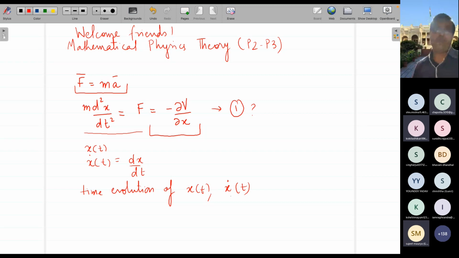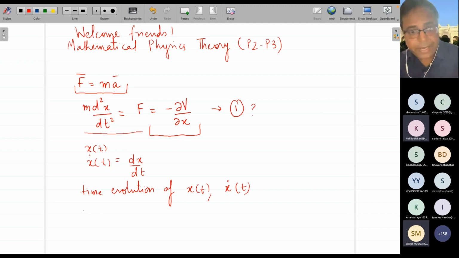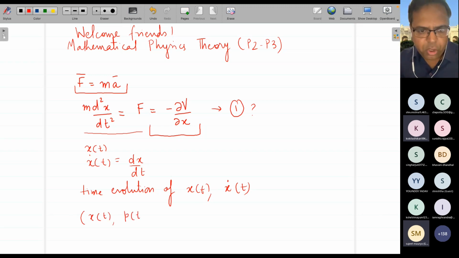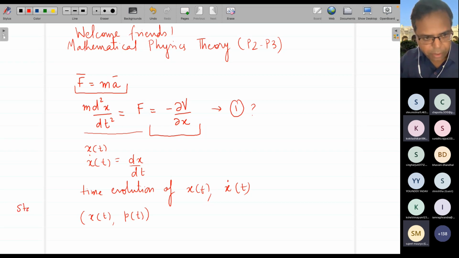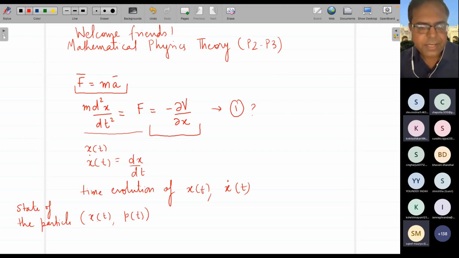This is the starting point of classical mechanics. You will see in the classical mechanics class that Newtonian mechanics ultimately leads us to a Lagrangian and what we call the Hamiltonian. Right now I'm not going to talk about it, but an important thing which comes out of it is that if I want to know the state of a particle at any time, all I need to know is x(t) and p(t), where p is related to velocity.